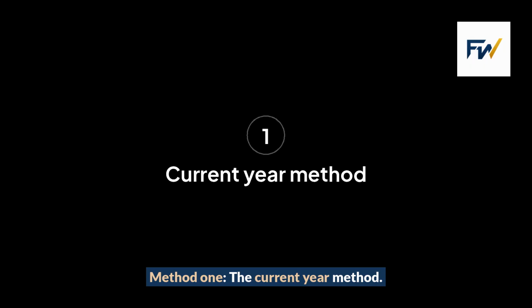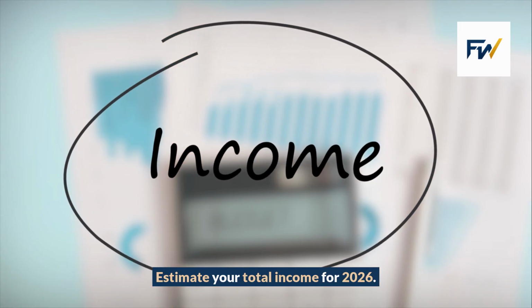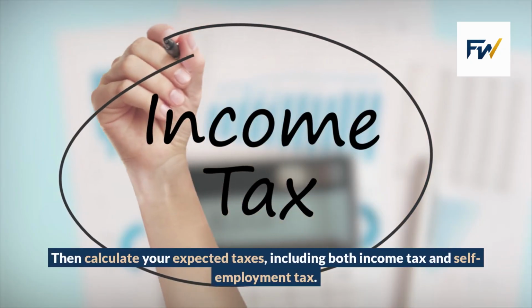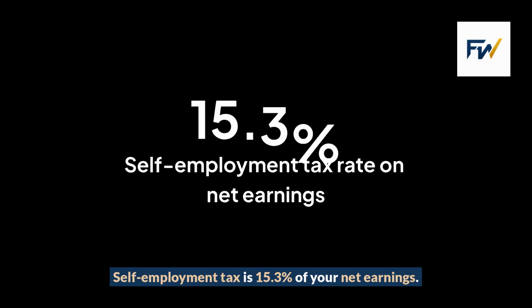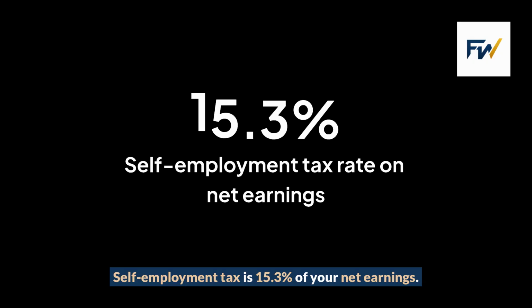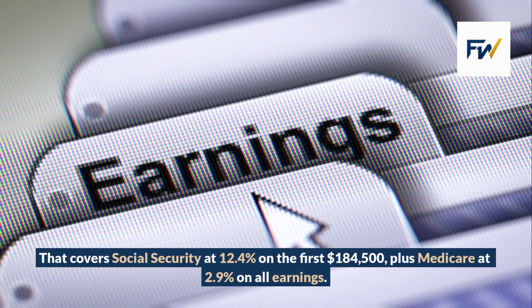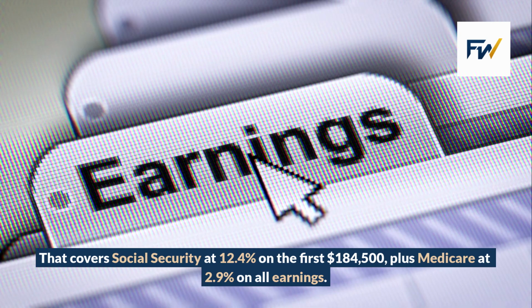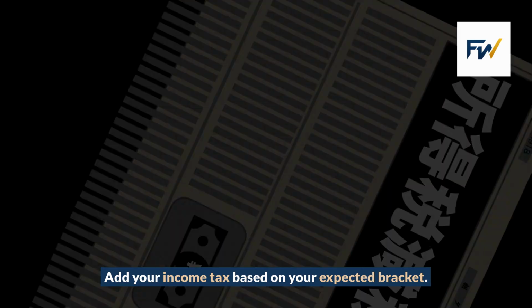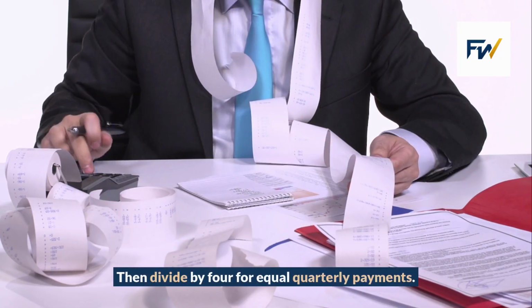Method 1, the current year method. Estimate your total income for 2026. Then calculate your expected taxes, including both income tax and self-employment tax. Self-employment tax is 15.3% of your net earnings. That covers Social Security at 12.4% on the first $184,500, plus Medicare at 2.9% on all earnings. Add your income tax based on your expected bracket. Then divide by 4 for equal quarterly payments.